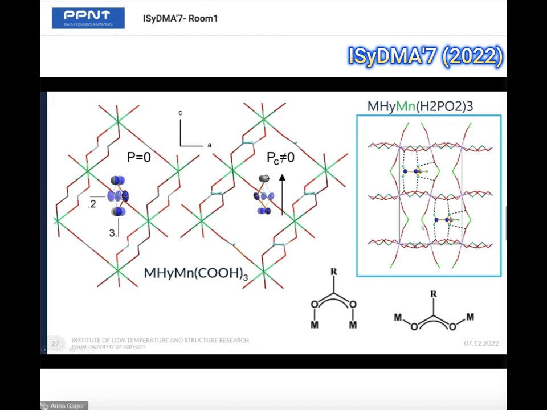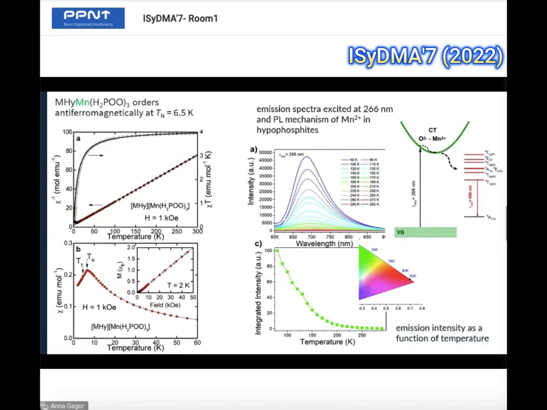Methylhydrazinium templated manganese hypophosphate is also an antiferromagnetic material, and also has this orange-red photoluminescence, which shows quite nice temperature dependence and possibly may be useful for temperature sensing. And we are also able to find the mechanism of this photoluminescence, which is connected with the charge transfer from the oxygen ligands to the manganese centers.